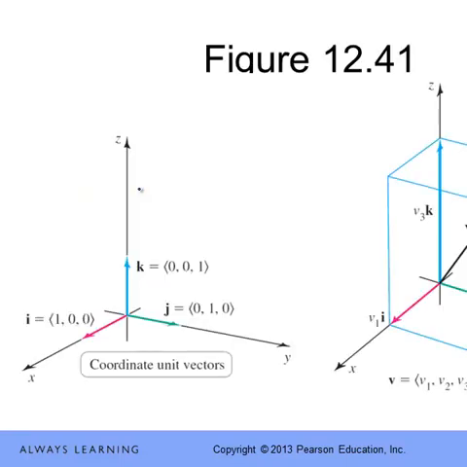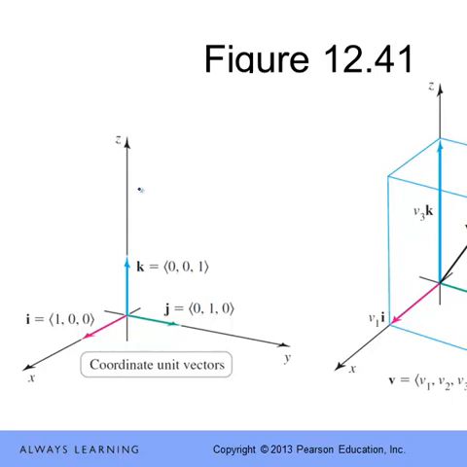Do you remember i hat, j hat from section 12.1? i hat was a unit vector that points one unit in the positive x direction. We use a hat to indicate a unit vector. j hat is the unit vector that points in the positive y direction. Now we have k hat, which is the unit vector that points one unit in the positive z direction. i hat, j hat, k hat.